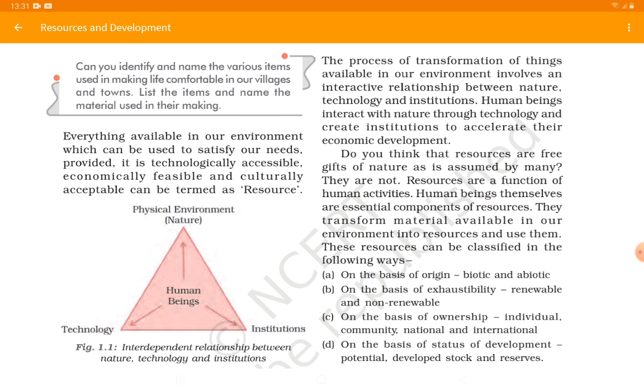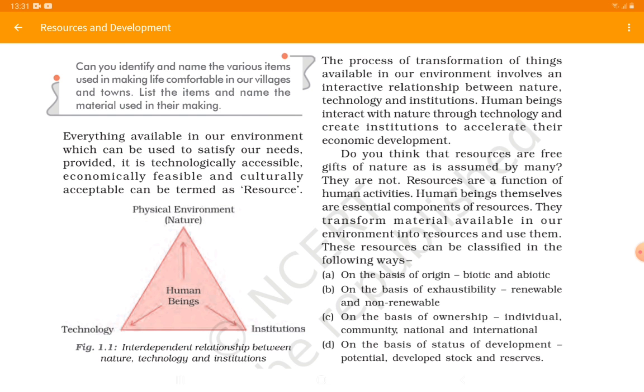Do you think that resources are a free gift of nature as is assumed by many? No, they are not. Resources are a function of human activities. We make them a resource. Human beings themselves are an essential component of resources. They transform material available in our environment into resources and use them. These resources can be classified in the following ways.